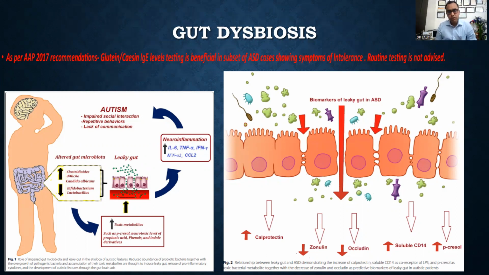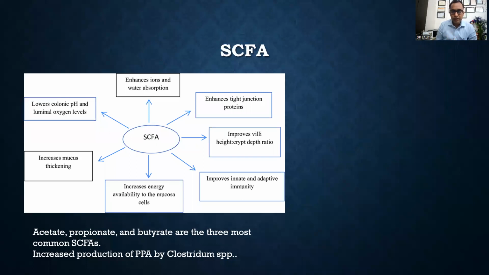So SCFAs, short chain fatty acids, are quite beneficial. They help increase water absorption, maintain motility, and increase the availability of mucosa to the cells, improving the tight junctions, the TJ junctions, and improving the villi height to crypt depth ratio. That is exactly what I was trying to explain to you.